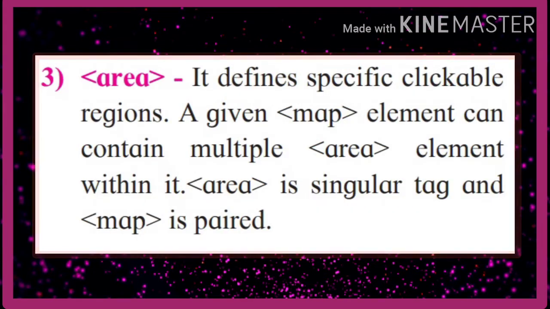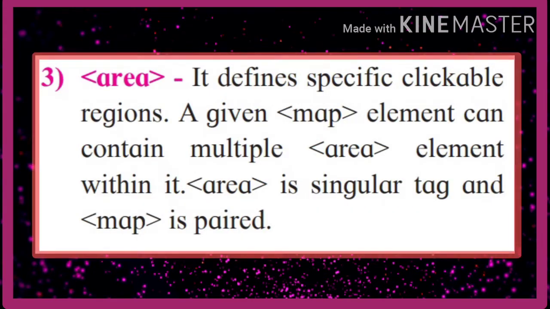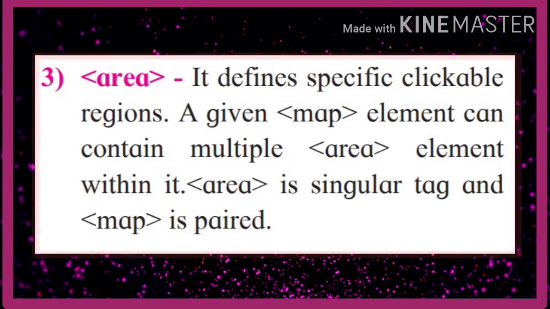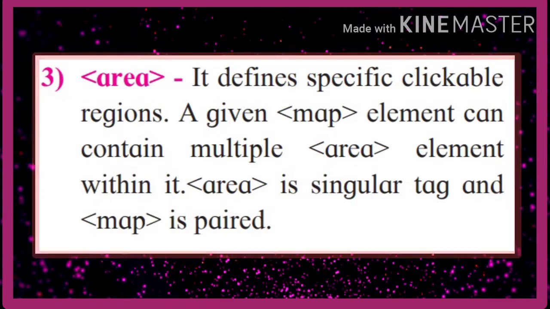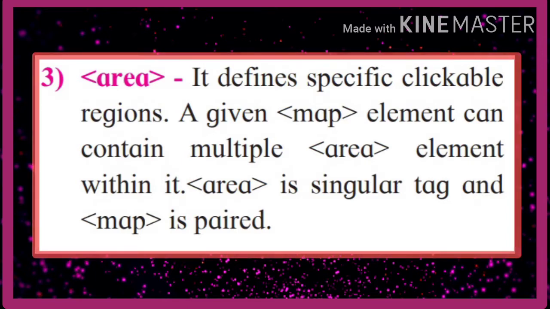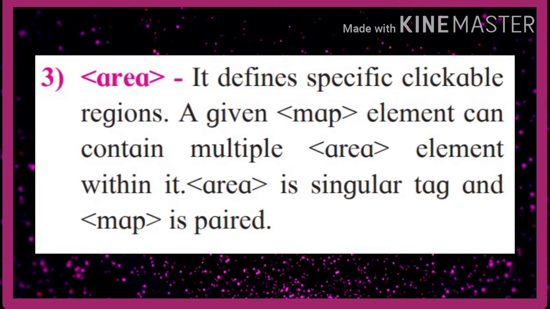The third tag is the area tag. It defines specific clickable regions or areas. The map tag contains multiple area elements within it. The area tag is a singular tag, whereas the map tag is a pair tag.